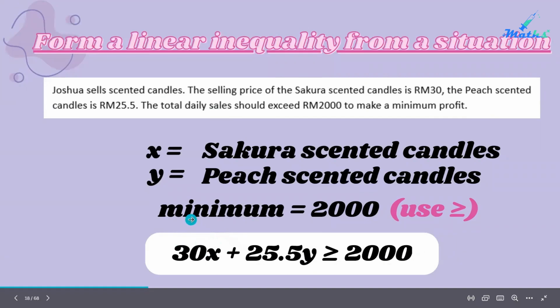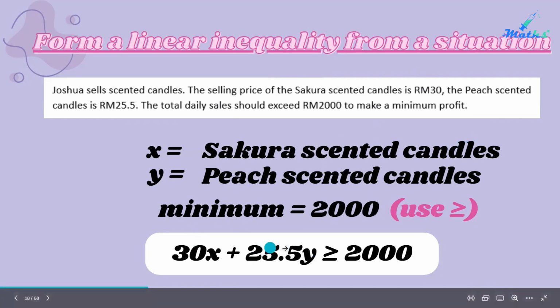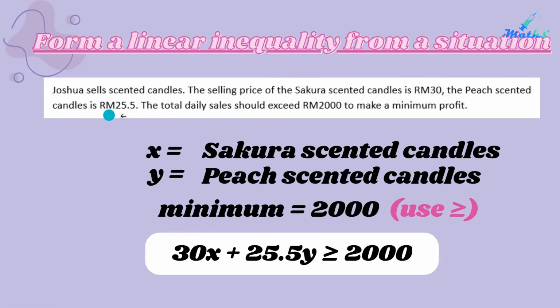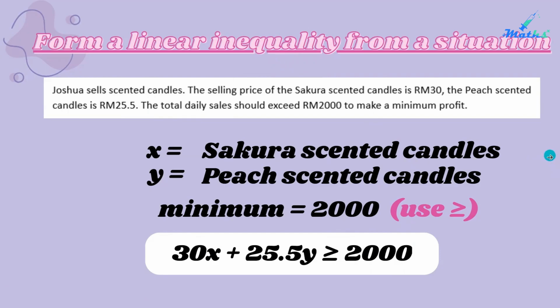30x means 30 ringgit for the Sakura scented candles. 25.5y is for the peach scented candles, and the price is 25 ringgit and 50 cents. And the minimum is 2,000 ringgit. So this is how we form a linear inequality from a situation.